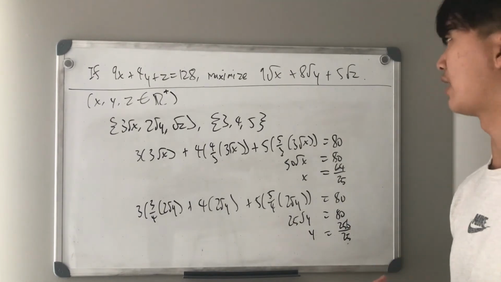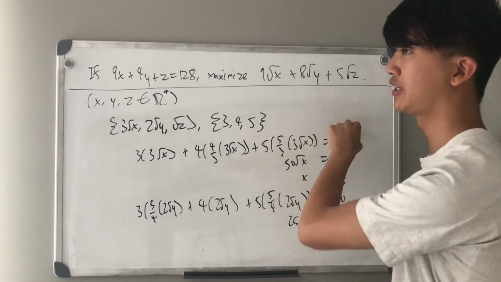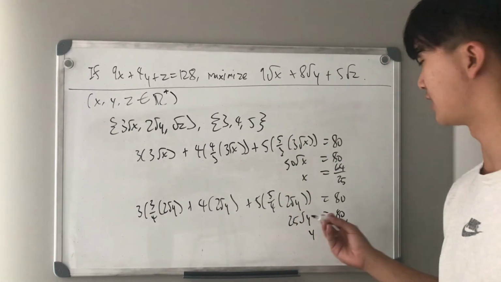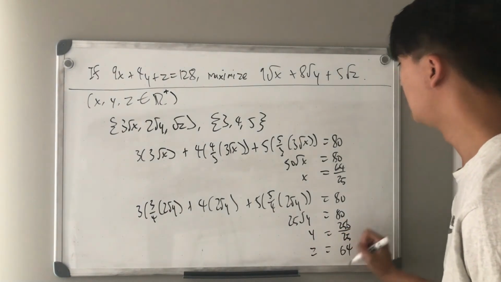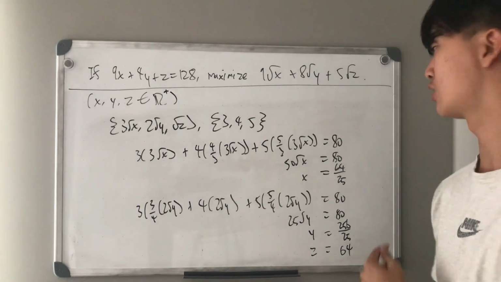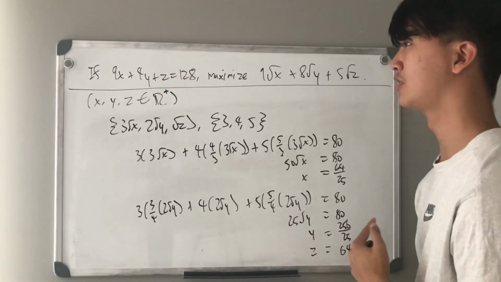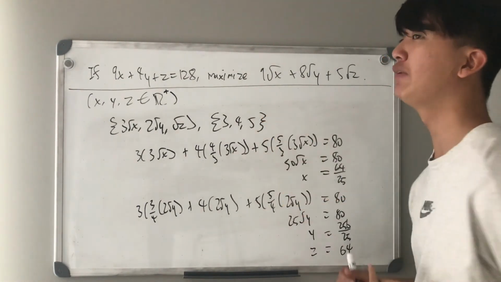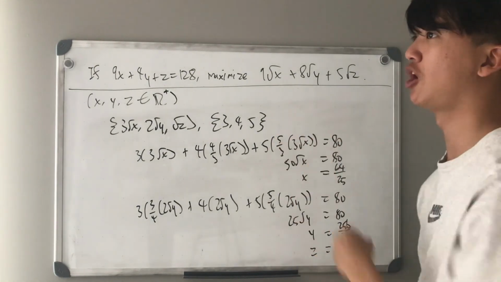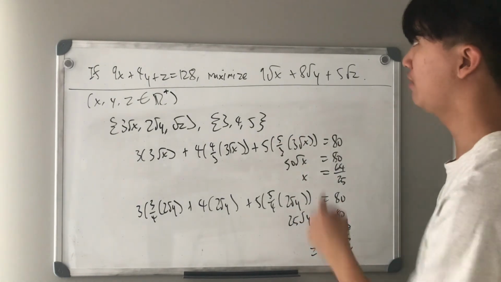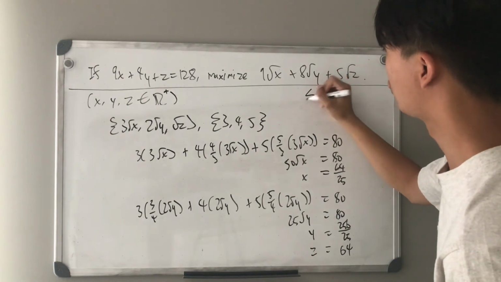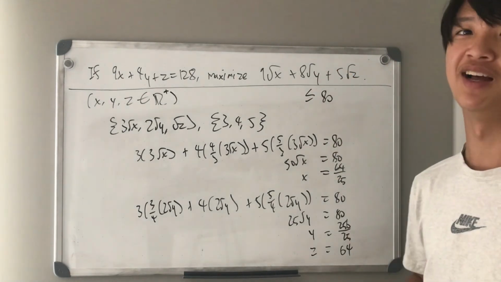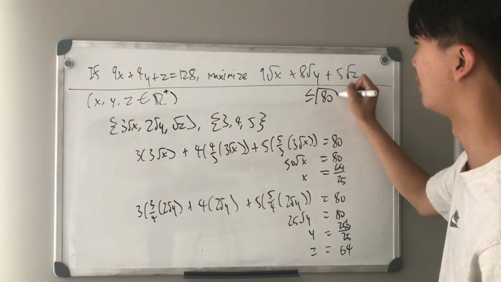Now, plugging in these values of x and y into this and setting it to be equal to 80 shows us that z is equal to 64. So z is 64. And so now we've shown that there are values of x, y, and z that exist such that this is equal to 80, and we've shown that the value of this expression cannot be greater than 80. Therefore, the maxima of this expression is equal to 80. So this is less than or equal to 80. And that is our answer, and we are done.